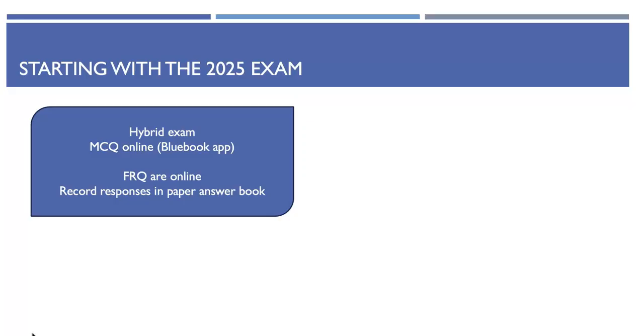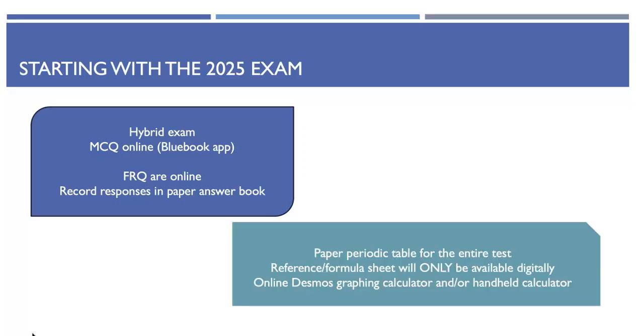The free response questions will be presented to you online, but you're going to record your answers in a paper answer book, and any diagrams or visuals that you need for those free response questions will be included in your answer book. The other thing I want to mention is that you will have a paper periodic table for the entire test, but the reference sheet, that formula sheet, you'll only have digitally in the Blue Book app. So you might want to make sure you're familiar with what equations are in what part of the formula sheet because it's actually tabbed.